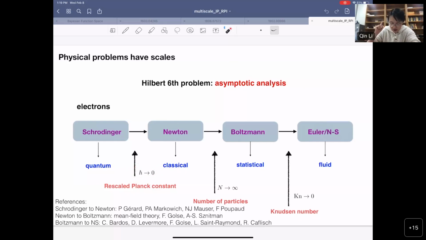And with this h bar being a very small number, you can mathematically derive Newton's second law directly from the Schrodinger equation. So we are basically saying when h bar is very small, these two equations are asymptotically equivalent in the sense that the Schrodinger equation completely recovers Newton's equation. The same story happens from Newton's equation to the Boltzmann equation, and the Boltzmann equation recovers the Euler-Navier-Stokes equation. And all these derivations are summarized in a lot of references that I list over here. There are way more. I'm just listing the ones that I can understand.